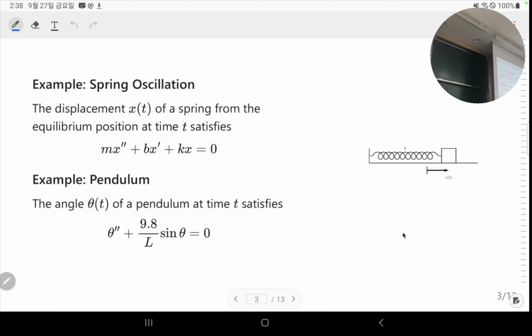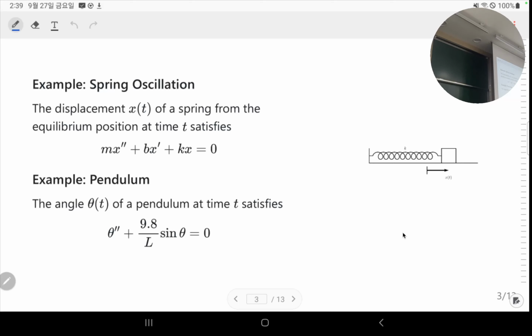Now, x here is the displacement of the object from the equilibrium point. So I put the spring in a horizontal way so that you don't have to think about the gravitational force. Even though you have a moving spring, if you let it move for a while, it will stop because of the friction, and that is the place where there is no spring force applied. So that's the length of the spring, the spring's own length.